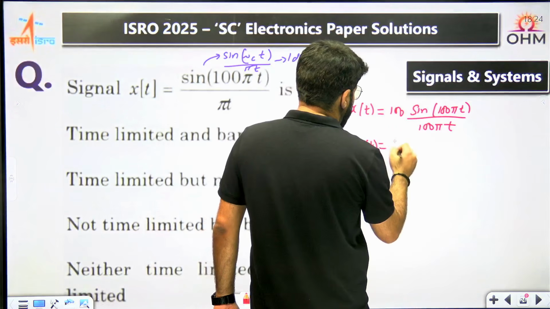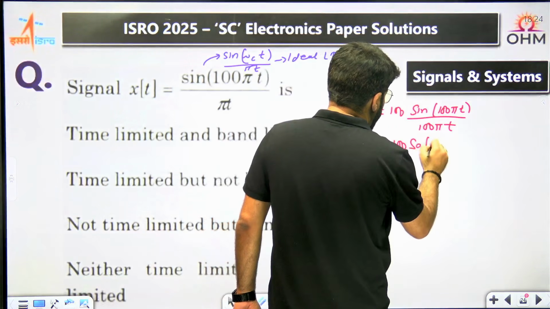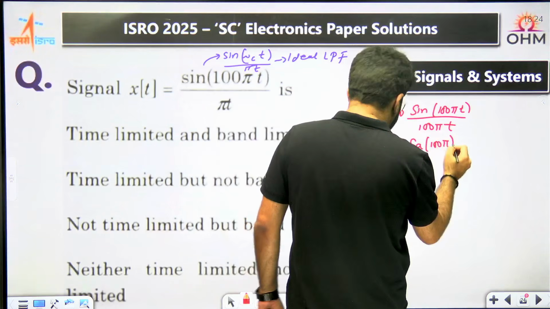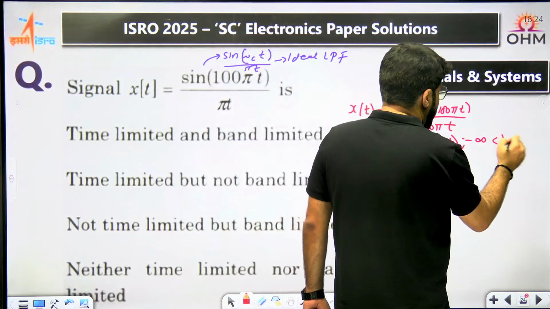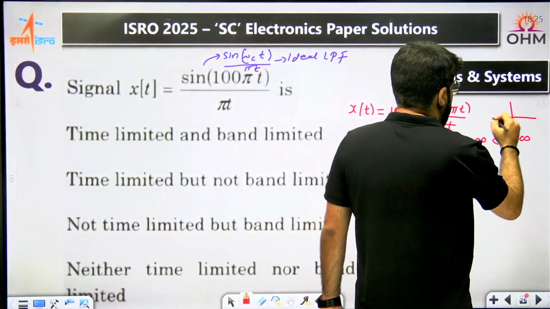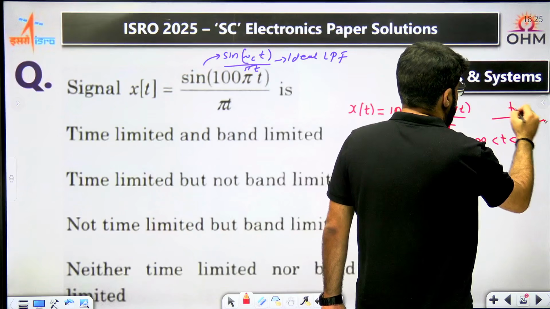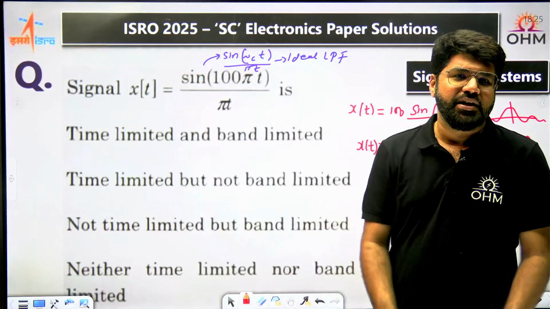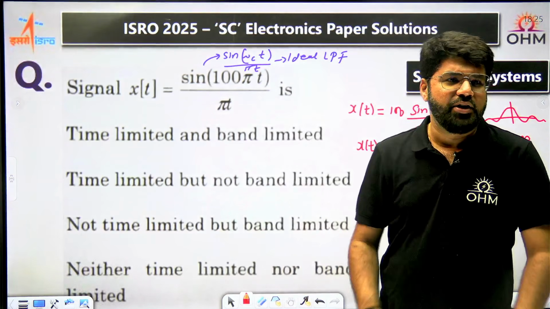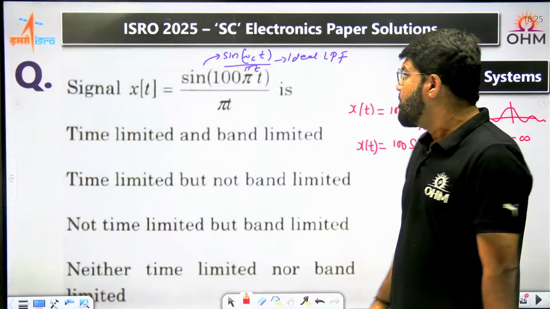So x(t) is 100 times Sa(100 pi t). The range of the sampling function, Sa(theta), is from minus infinity to infinity. So it is not time limited. But it is band limited.